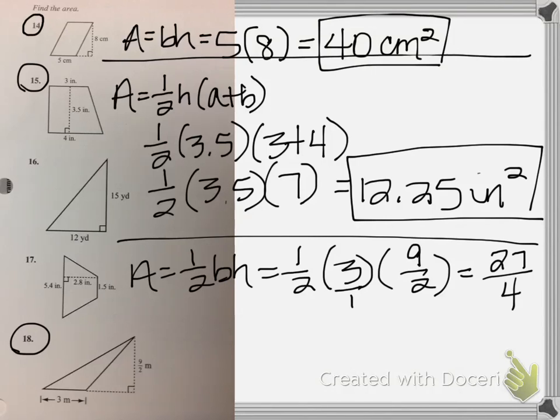Looks like I get 27/4. But it looks weird to have an improper fraction when we're talking about measurement. We typically do take those back to mixed numbers. So 27/4 would be the same thing. Well, 4 goes into 27 6 times, and we would have 3 left over. So 6 3/4 square, oops, not inches. Looks like it's meters squared.